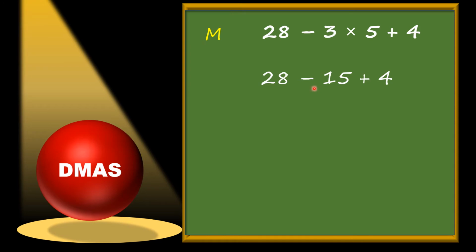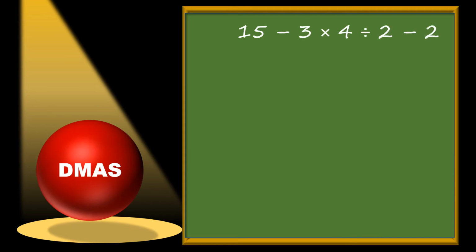Then here subtraction and addition. Either we need to subtract 15 from 28 or we need to add 4 in 28. So here according to this rule we need to do addition first. It means we will add 4 in 28. After addition we get 32 minus 15. Now there is only one operation which is subtraction. So we will do subtraction and answer will be 17. So always focus on DMAS. Division, multiplication, addition and subtraction.